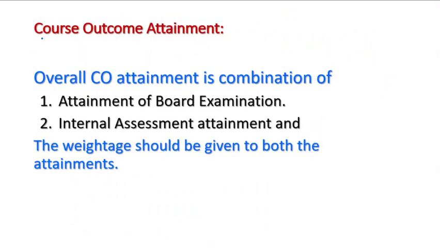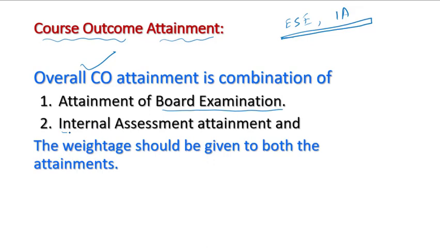Now the course outcome attainment. That means we have found the attainment level for the end semester examination as well as for the internal assessment. Both these two components have to be considered for calculating the overall CO attainment, which is the combination of attainment of board examination and attainment of internal assessment. For this, there are some weightage schemes. The weightage has to be given to board examination as well as internal assessment. The total sum of the weightage should be 100%. And NBA has given some guidelines regarding this.